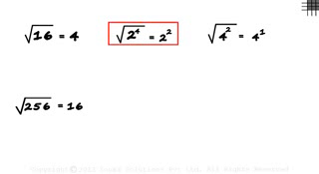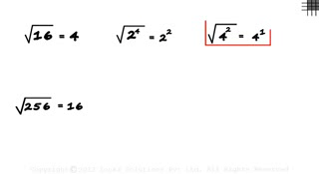Let's look at the first example. The base remains the same, but the exponent is halved. It's divided by 2. Now let's move on to the next expression. Again, the base remains the same and the exponent is halved. Does this work every time?